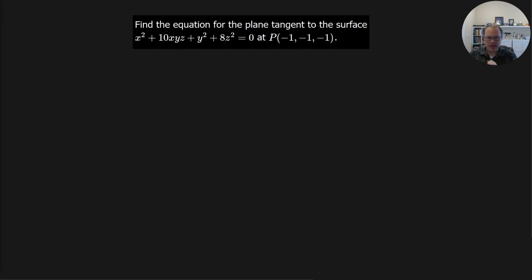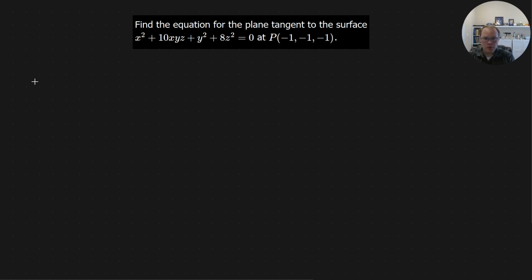Let's do one more example. This example is a little bit different. The surface we have here, we cannot express as z being a function of x and y. Notice the x, y, and z variables are all mixed together on this side of the equation. We still want to find the equation for the plane tangent to this surface. We want it at the point -1, -1, -1. So the process is essentially the same. We just have to be a little bit careful taking the derivative of the equation of this surface.